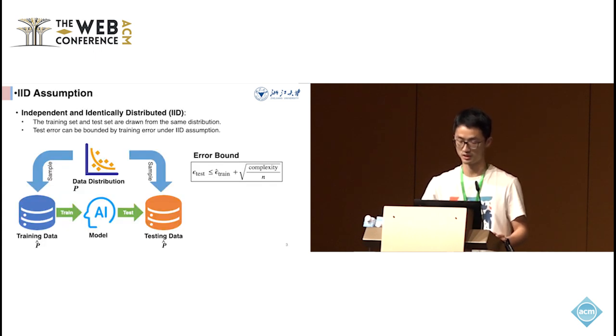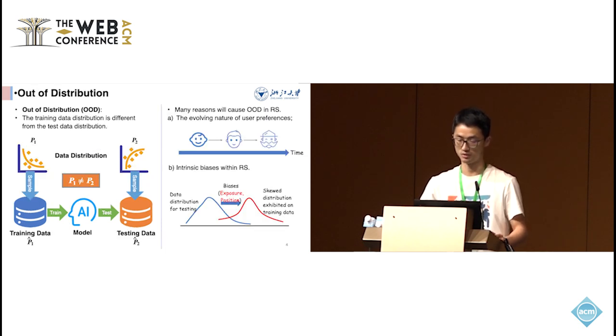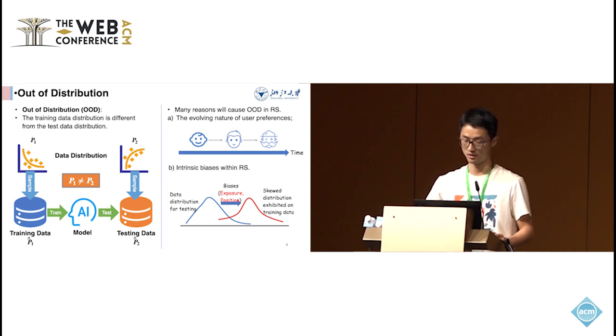In traditional recommendation, we usually operate under the IID assumption that the training data and the test sets follow the same data distribution. Under this assumption, the test error can be bounded by the training error, providing theoretical guarantees for the model's performance. However, a phenomenon known as out-of-distribution is observed in real applications where the training data distribution differs from the test data. This discrepancy can significantly degrade the model performance.